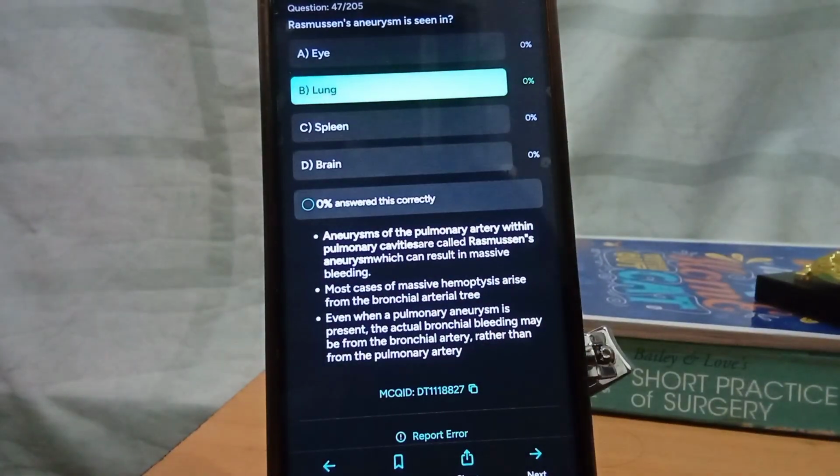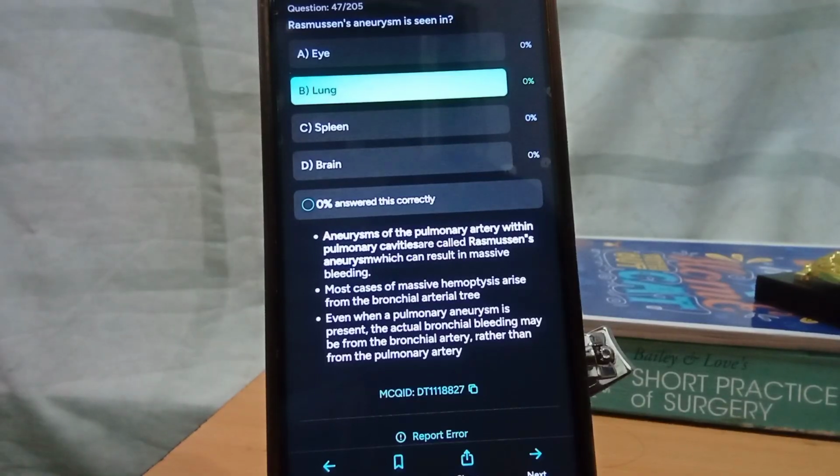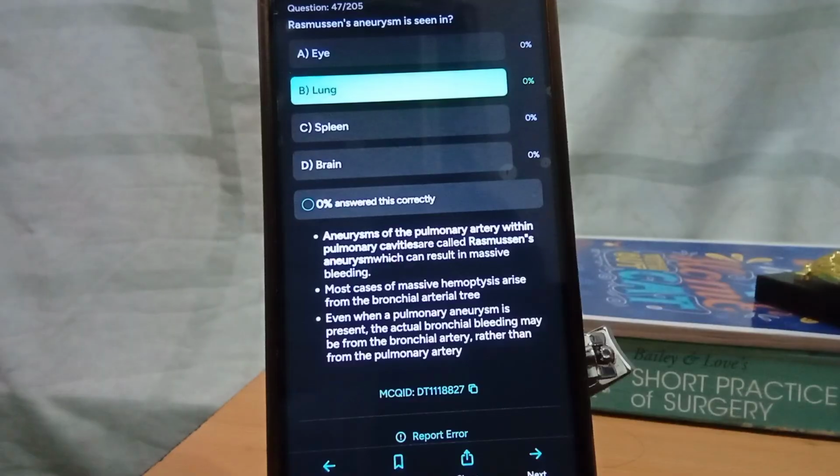The next question: Rasmussen's aneurysm is an aneurysm of the pulmonary artery within pulmonary cavities, called Rasmussen's aneurysm, which can result in massive bleeding. Most cases of massive hemoptysis arise from the bronchial arterial tree. Even when a pulmonary aneurysm is present, the actual bleeding may be from the bronchial artery rather than from the pulmonary artery.